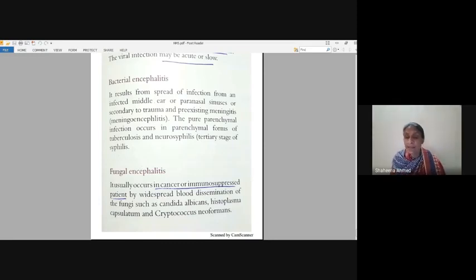And lastly comes fungal encephalitis. Fungal infections happen whenever your immunity is compromised. So in patients who have cancer or who are immunosuppressed, fungal encephalitis is something which you can find. Candida albicans and Histoplasma capsulatum are the most common fungi which can cause fungal encephalitis.